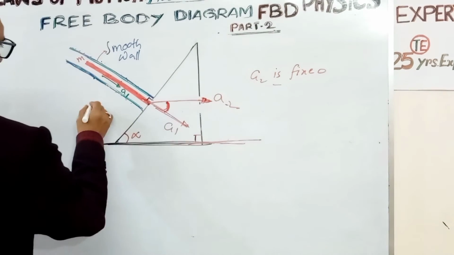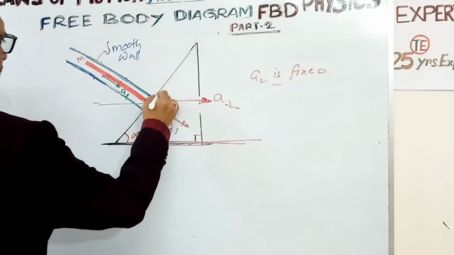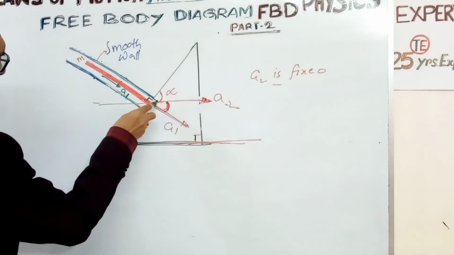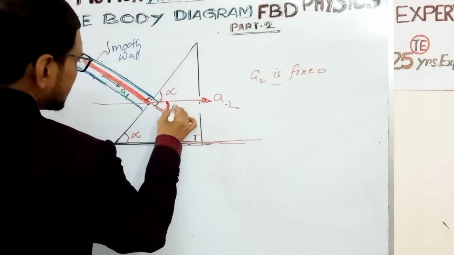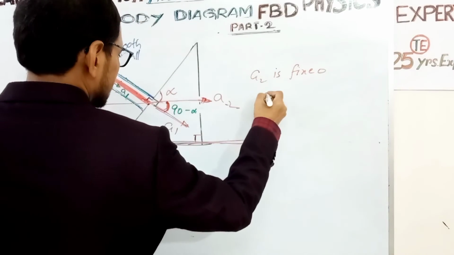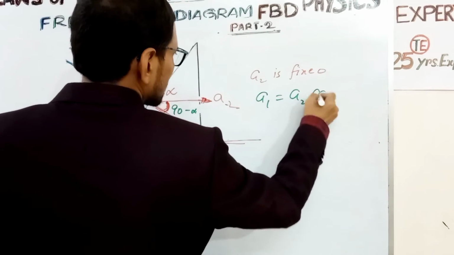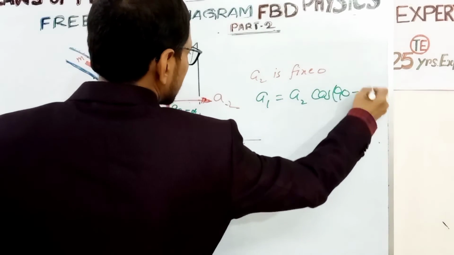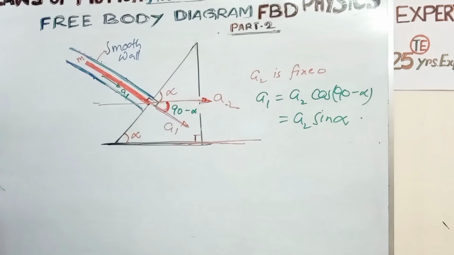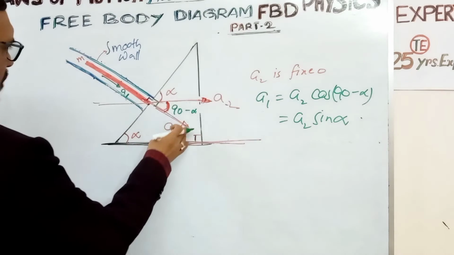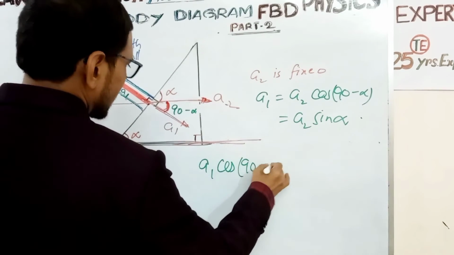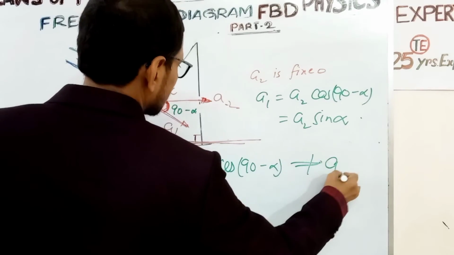So if this angle is alpha, and this angle is 90 degrees, then this angle will be 90 minus alpha. Now A1 will be A2 cos(90 minus alpha), which is A2 sin alpha. So A1 equals A2 sin alpha, not A1 cos(90 minus alpha) equal to A2.